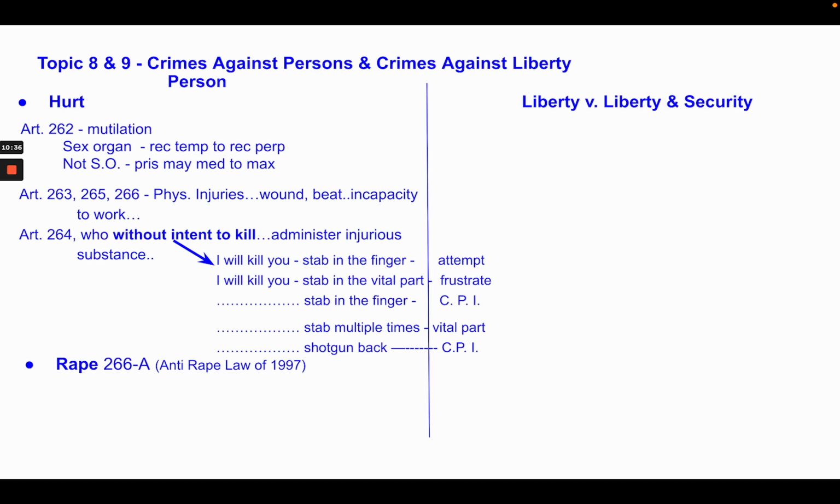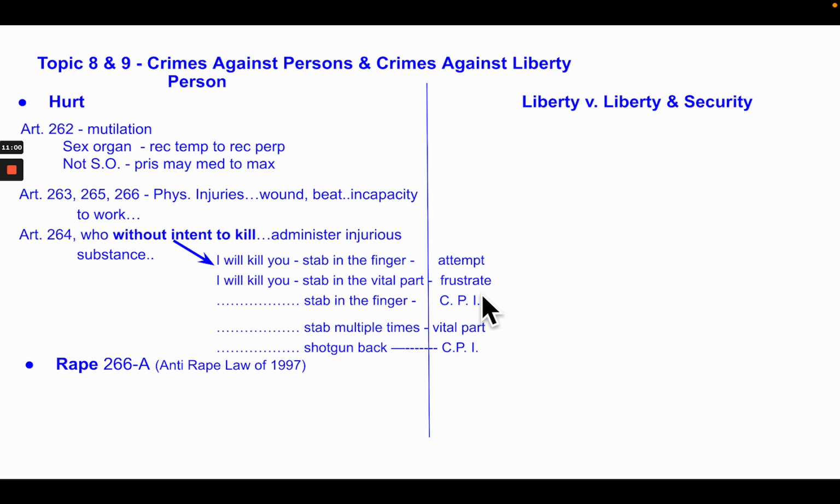Now, even if there was no "I will kill you," if the shotgun was fired so many times, you could say that, since it was shot many times, the intention is shown that there is an intent to kill, and this will be either attempted or frustrated homicide.